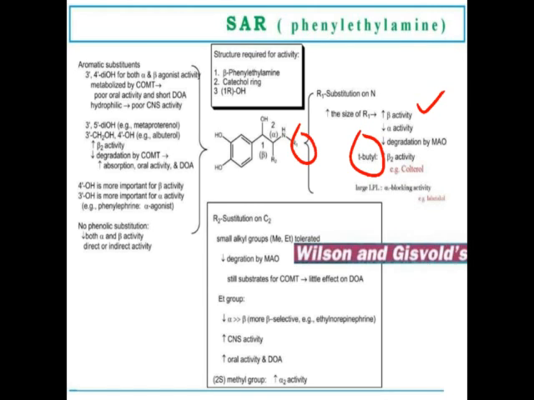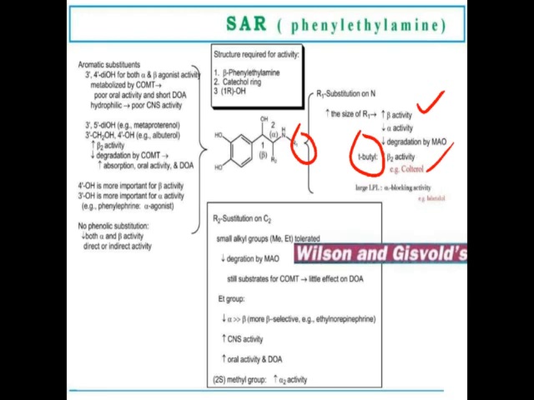For example, colterol. Colterol is more beta 2 active as compared to the other drugs. Beyond that, if we increase the size of R1 to pentyl, hexyl, heptyl, then the drug becomes an alpha blocker instead of having agonist activity. In the case of labetalol, you can find that the drug has a large R1 part, and due to this large R1 part, the drug becomes an antagonist instead of an agonist. So that is the part regarding R1.